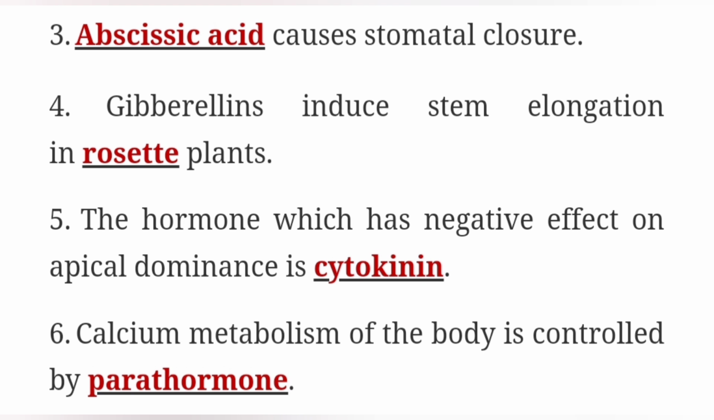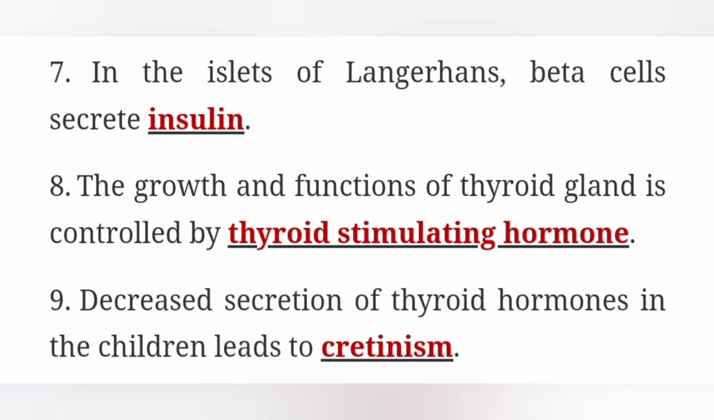Fifth one, the hormone which has negative effect on apical dominance is cytokinin. Sixth one, calcium metabolism of the body is controlled by parathormone. Seventh one, in the islets of Langerhans, beta cells secrete dash. Answer insulin. Eighth one, the growth and functions of thyroid gland is controlled by dash, thyroid stimulating hormone. Ninth one, decreased secretion of thyroid hormone in children leads to cretinism.